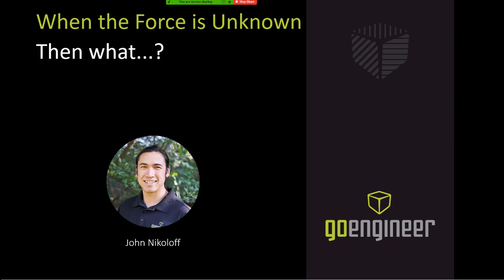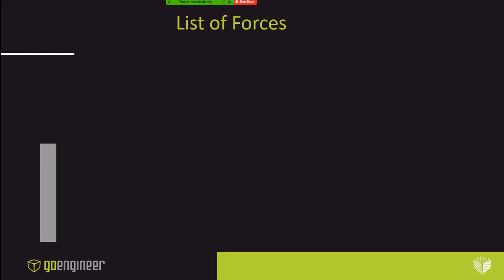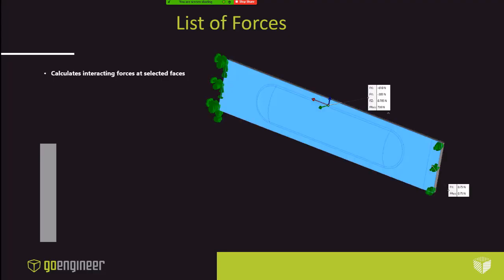This presentation goes over when the force is unknown, then what do we do? Sometimes we're given designs or products where we're asked to fulfill a certain criteria, but we're not given the entire picture. We're not given everything, which is okay. Luckily, we don't always need that. So in our case, what is list of forces?